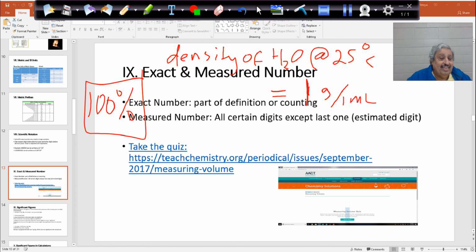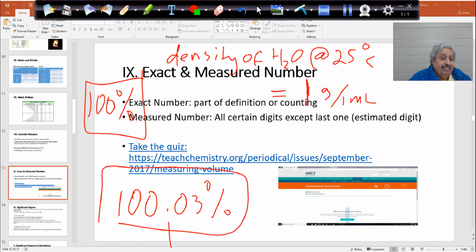But as soon as I say, well, okay, 100.03%. Well, now this is no longer exact. I introduce the uncertainty here, in the last number. I'm not certain about it. So that's the difference between exact and measured.